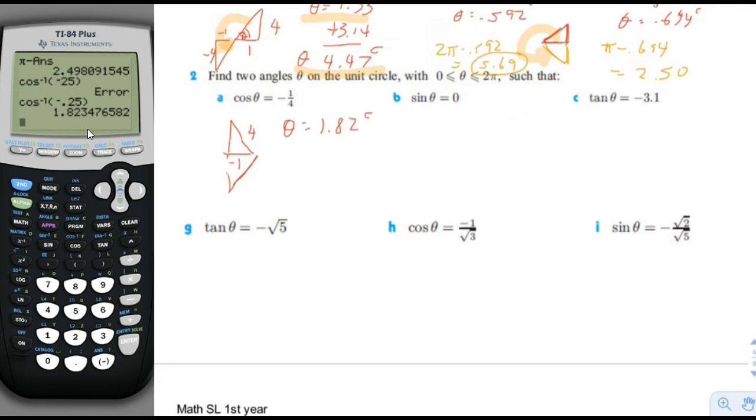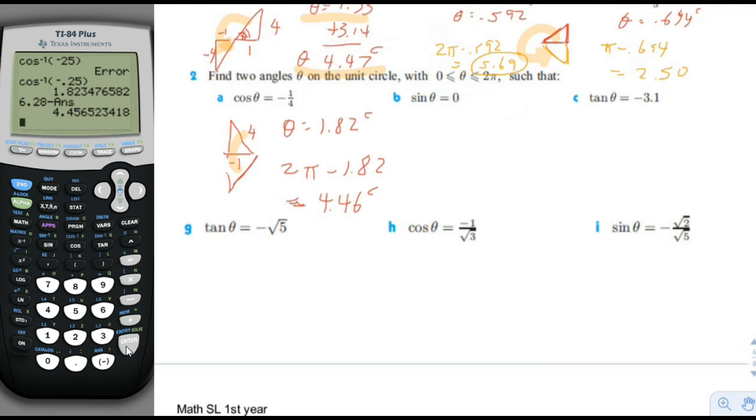And then the other angle here would be 360 minus theta. So 2 pi minus 1.82. What did that give us? So 2 pi is 6.28, right? 6.28 minus second answer gives us 4.46. So that is the other angle there, 4.46.